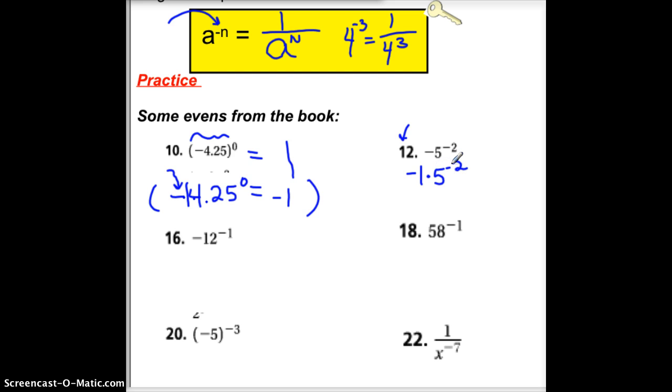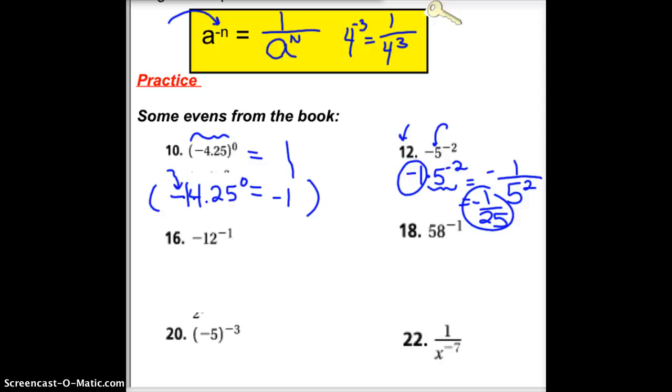I am only taking the 5 and raising it to the negative second. And powers get done first. That's not 10, it's not negative 10, it's not negative 25. It's 1 over 5 to the second. So be very careful with that. And then I still have the negative 1 out front here. So I've got negative 1 over 25. A very common wrong answer to that is positive 10 because you do what you think looks good.